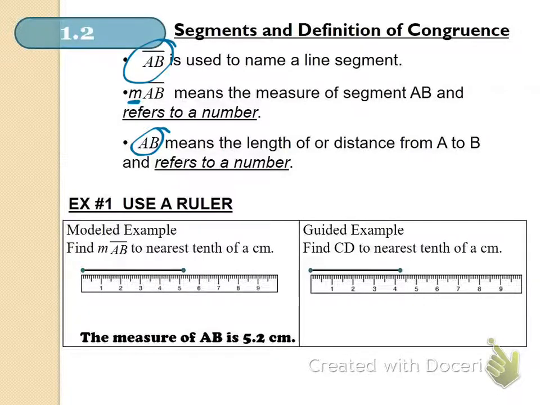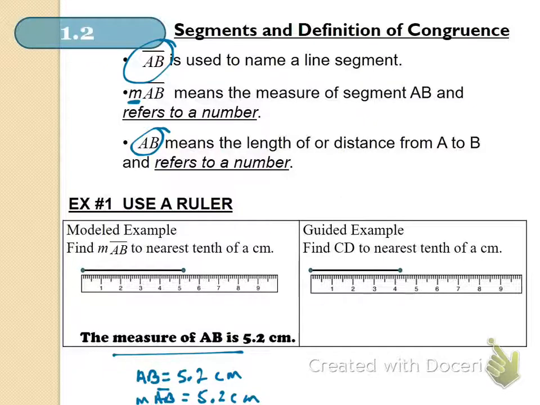It's basically what tells us how to use our rulers. So if we are at 0 on the ruler and the other endpoint goes to 5.2, then obviously the measure of AB is 5.2. So we can say that AB is 5.2 centimeters, or we can say the measure of AB is 5.2 centimeters. It means the same thing.